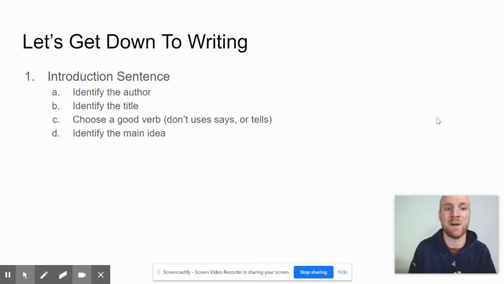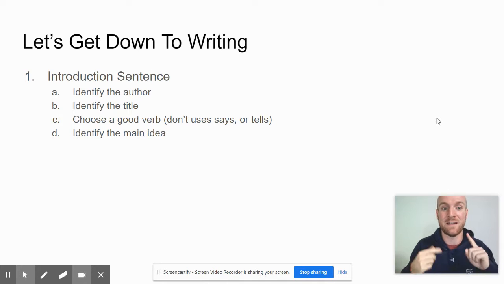So let's get down to writing. Your first sentence is your introduction sentence. In the introduction sentence, we want to identify the author. We want to identify the title of the article. We want to choose a good verb. So don't say says or tells. Those are boring. And then we want to identify the main idea. We're going to get into an example of this at the end of the slideshow.